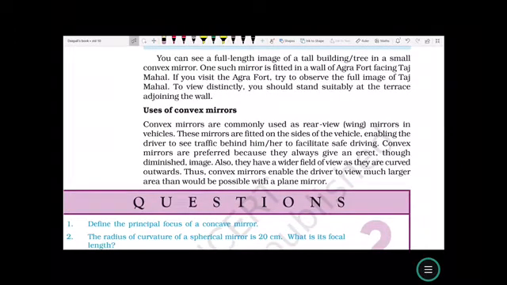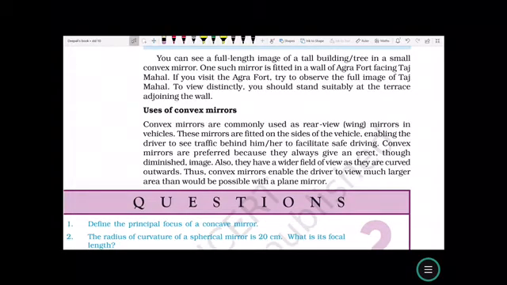Uses of the convex mirror: convex mirrors are commonly used as rear view or wing mirrors in vehicles. These mirrors are fitted on the side of the vehicle, enabling the driver to see the traffic behind him or her to facilitate safe driving.